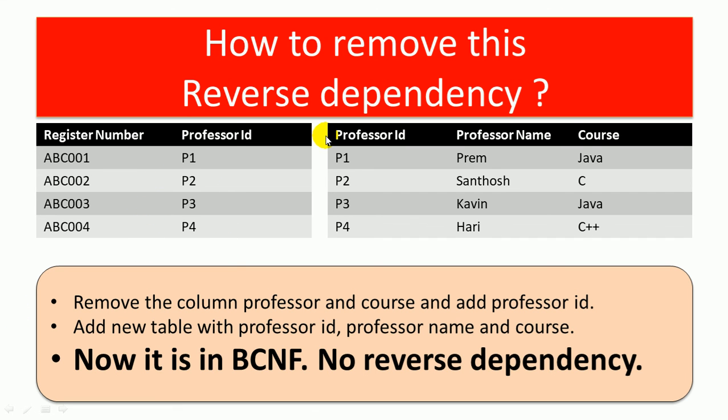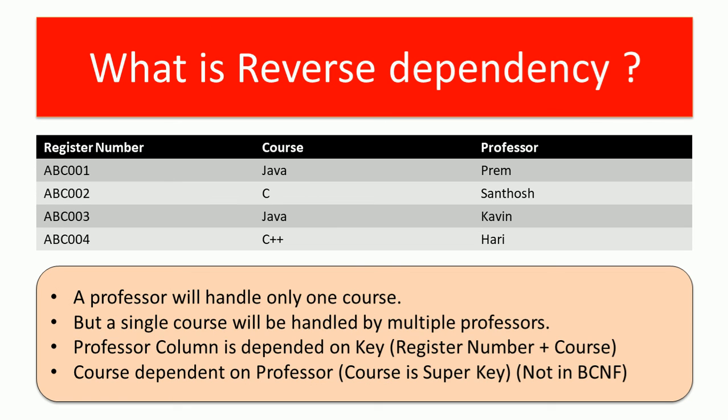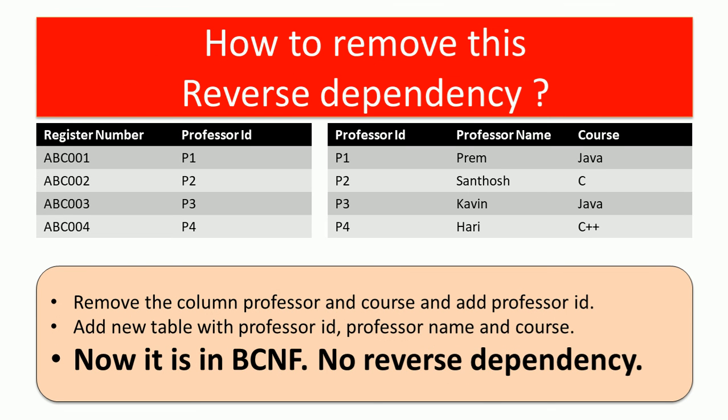Coming to the second table, we have only one column as a primary key because of P1, P2, P3, P4. If I give a single professor ID, I will get a single row in return, because a single professor ID will not be allocated for multiple professors. So professor ID alone is a primary key, and the non-primary key columns professor name and course are directly dependent on professor ID. So in both these tables, there is no reverse dependency. So all the reverse dependency that existed in this table is eliminated by splitting this table into two.